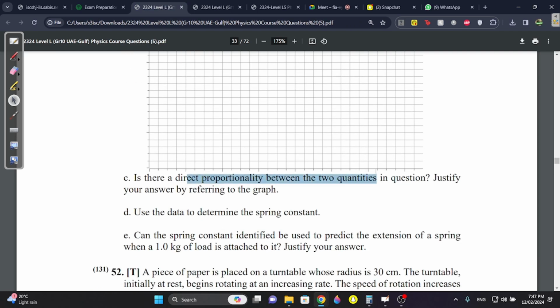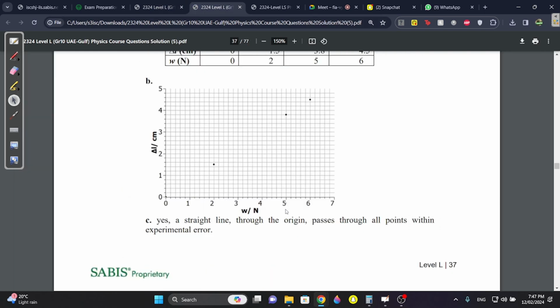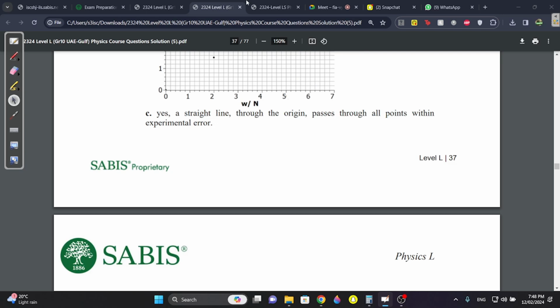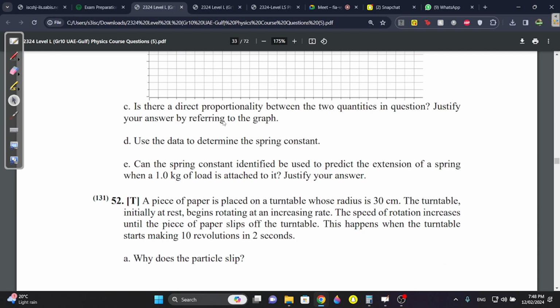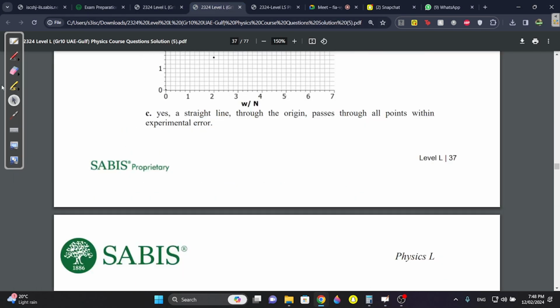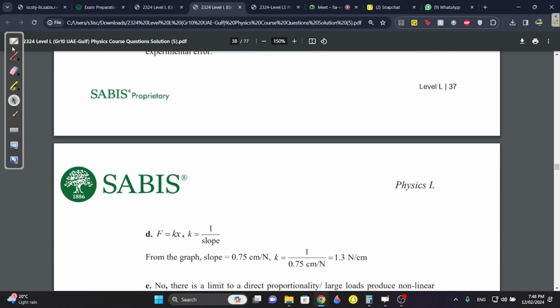And then they ask you, is there a direct proportionality between the two quantities? And justify your answer by referring to the graph. Is it directly proportional? Yes. Why is it directly proportional? Because, guys, this is a straight line over here. Okay, if there's a straight line passing through the origin, then obviously it will be directly proportional. Okay, part D, use the data to determine the spring constant. Okay, the spring constant is always F over delta L equals K.